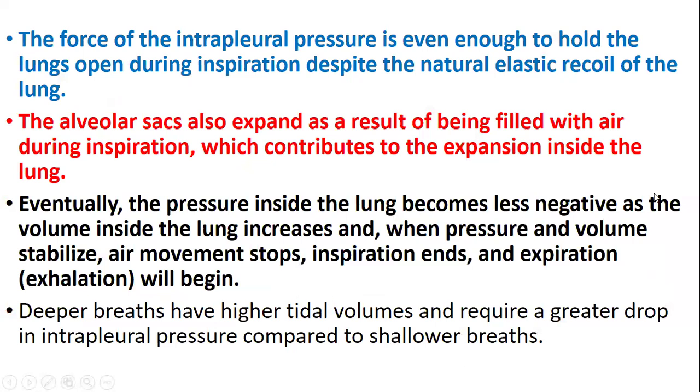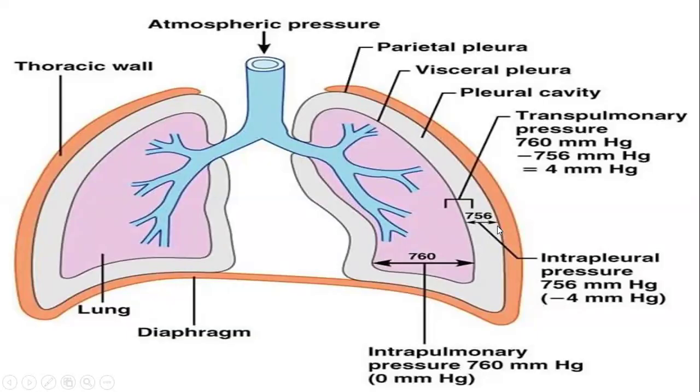But coming back to this statement: when pressure and volume stabilize, air movement stops and inspiration ends. During normal breathing in, the diaphragm contracts. Once the diaphragm contracts, air starts dashing in from outside to inside. As the diaphragm pulls down, the inside becomes negative and the positive outside air runs in to make it positive. So it gets to a point where they become equal.